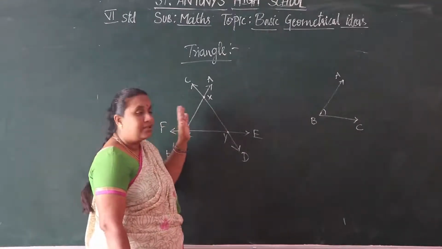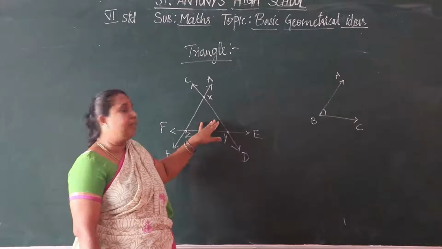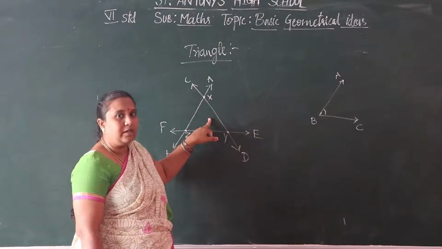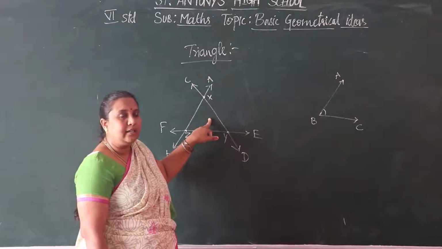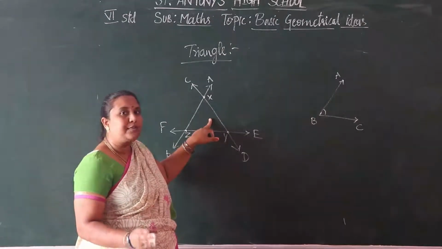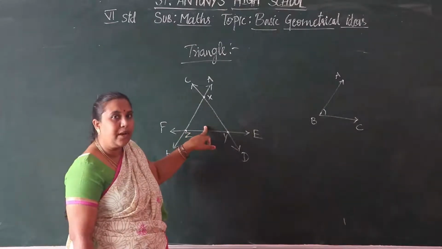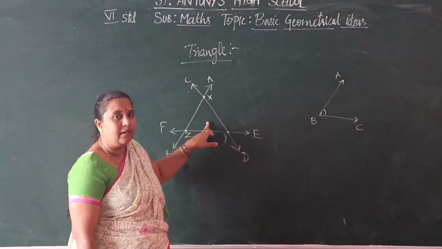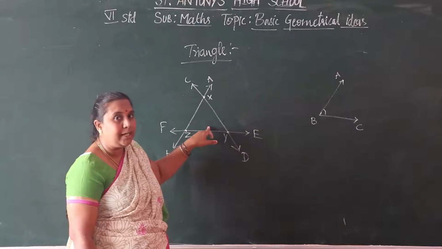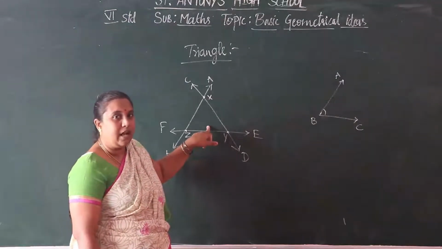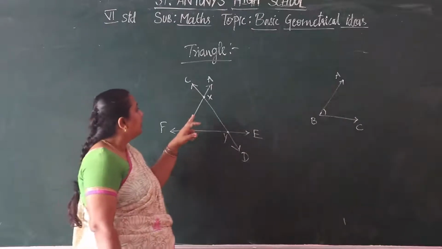We can say a triangle is also a polygon. The least number of sides of a polygon is a triangle. Which is the least number of sides of a polygon? Triangle.